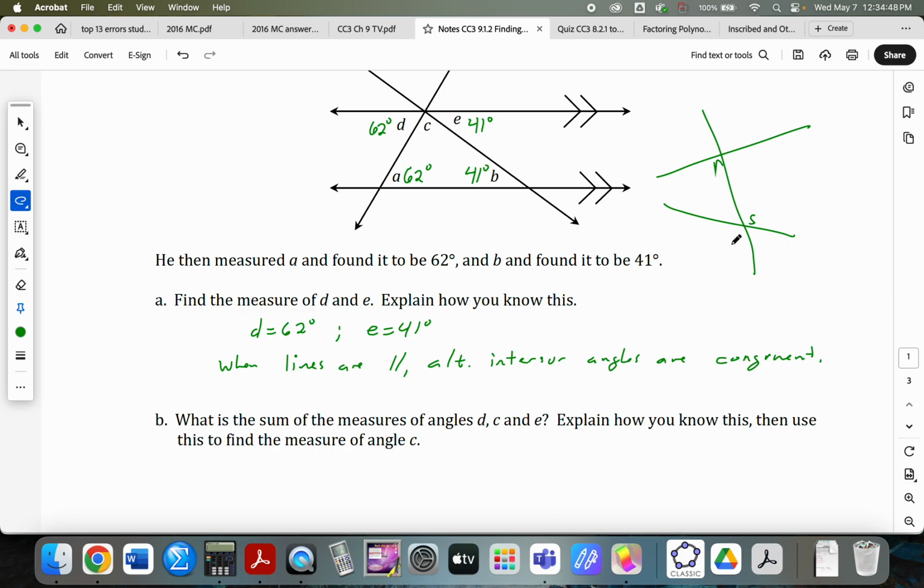Okay? So, what do angles D, C, and E, if we add them, what is their sum? D, C, and E. How much? 180. 180 degrees. Yeah. Because together they make a straight angle, and the measure of a straight angle is 180 degrees.